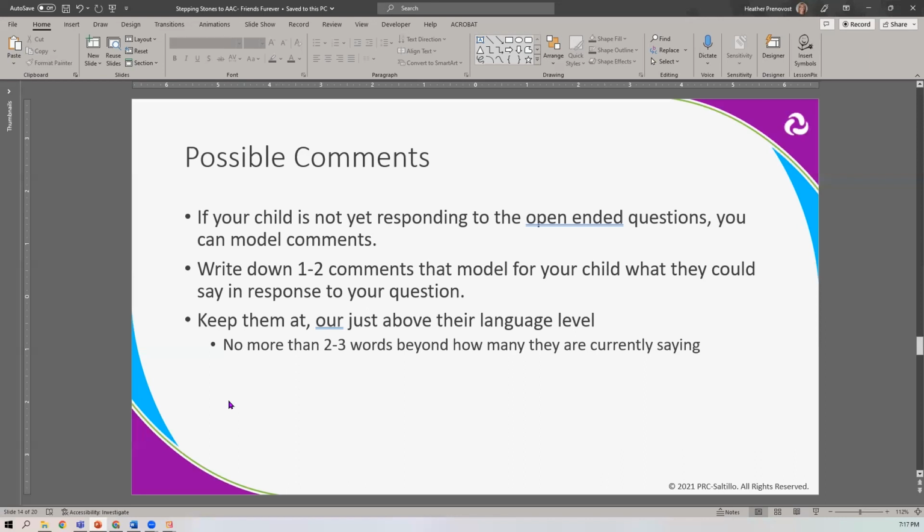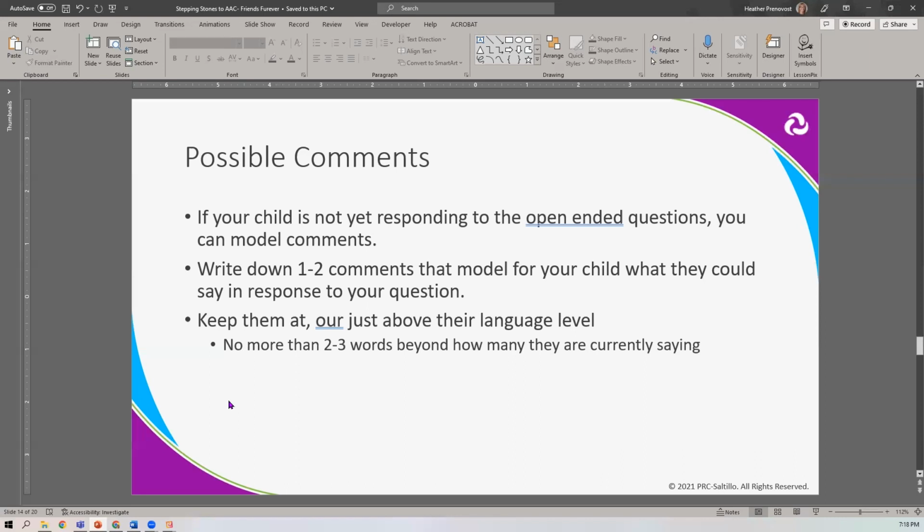The other piece on here is we want to make sure we're keeping our comments, our questions, what we're modeling at or just above their language level. What we mean by that is if they are using one or two words verbally on their device, combination of both, we don't want to go more than 2 to 3 words beyond that. So if they're saying, bunny, we want to maybe just add 1 or 2 words, maybe 3 more words to the sentences or the phrases that we're modeling so that we are expanding. We want to keep growing it, but we don't want to go too far.